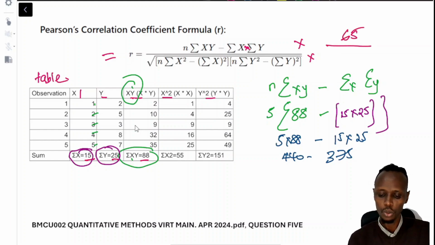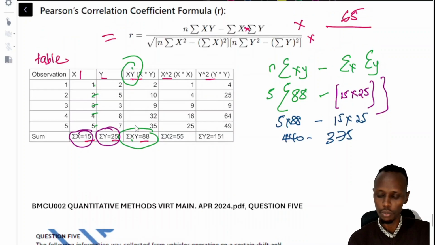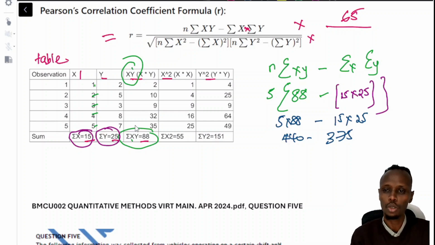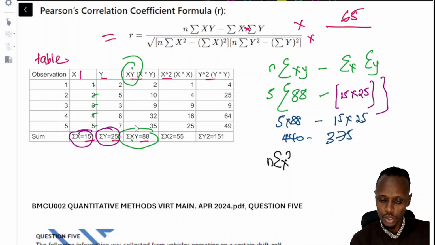Let us go to the bottom part using this formula. We start with the square root, but the square root should be the last item you handle. So what do we start with? We start with n, which we know. I will use color black. So n times the sum of x squared, minus the sum of x, squared.